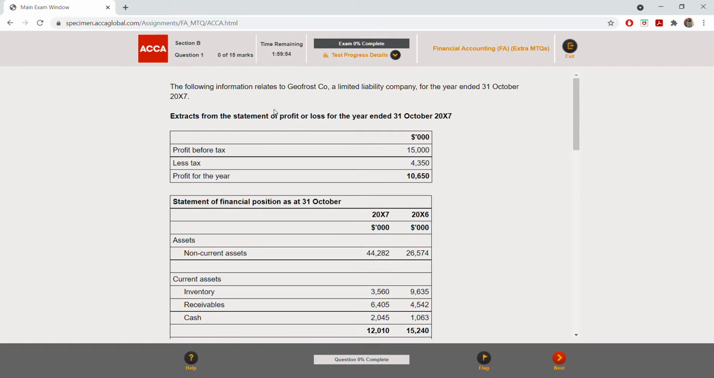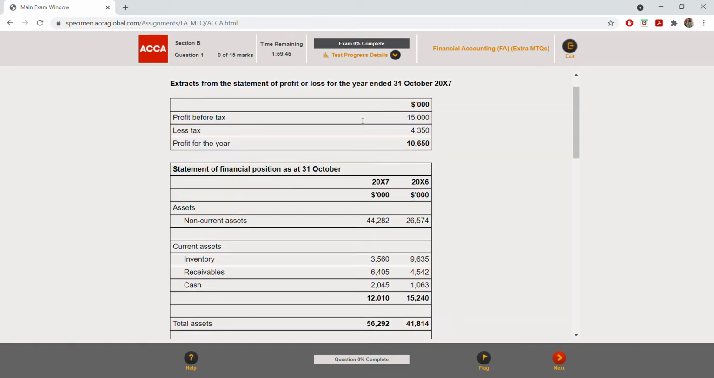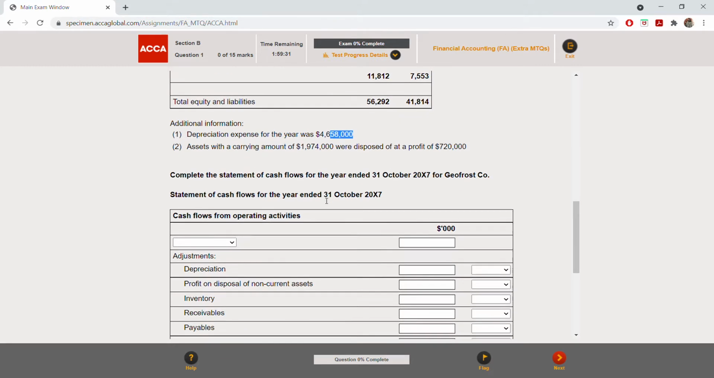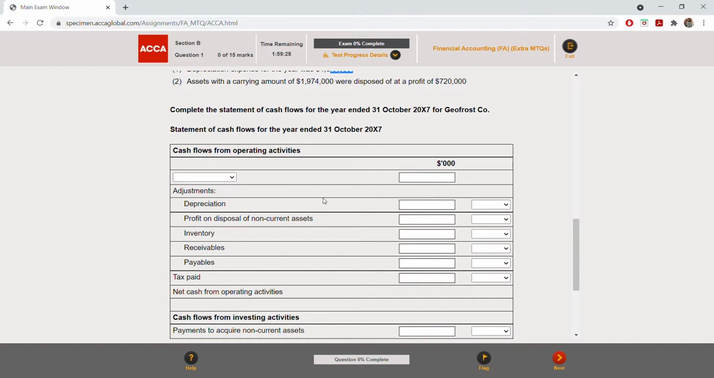And you have been given the extract of the income statement and the financial position of a limited liability company. And we have some additional information. Depreciation expense for the year was this much, and asset with a carrying amount of 1974,000 were disposed at a profit. So complete the statement of cash flow. Make sure that you know how to prepare a statement of cash flows.